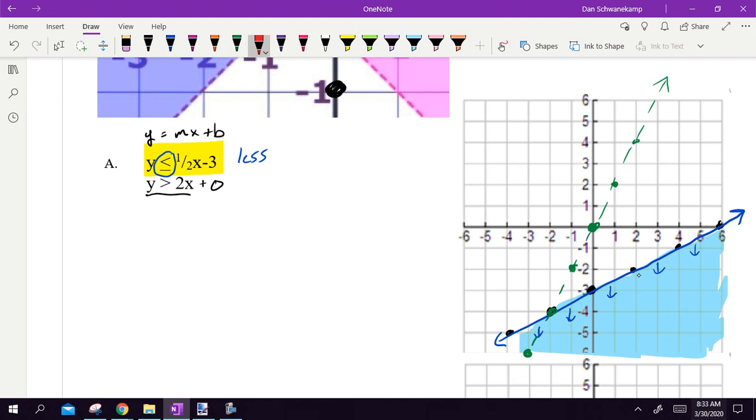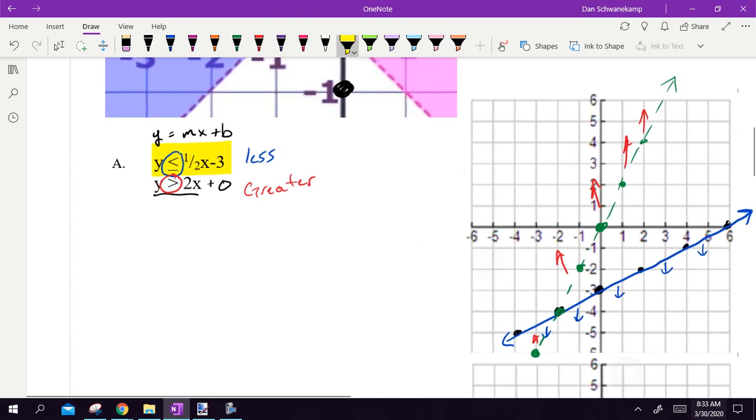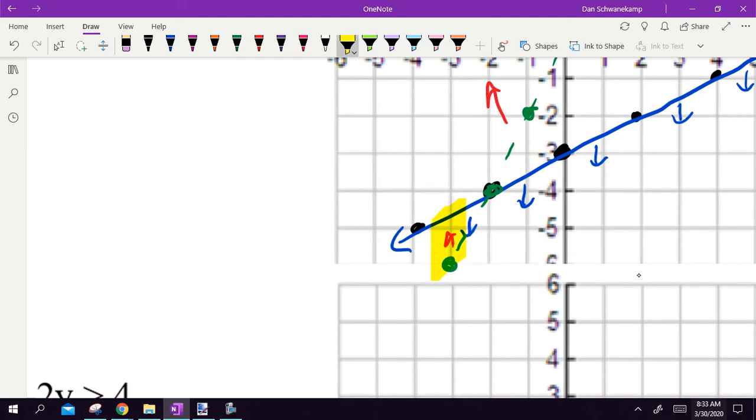This is a greater than sign. So greater means I want to shade above that line. I want to shade above. The only place where both of these things are true... we shaded the blue line earlier, but I really want to know where both things are true. Below the blue and above the green, the only place where that's going to be true is this little baby spot right here.